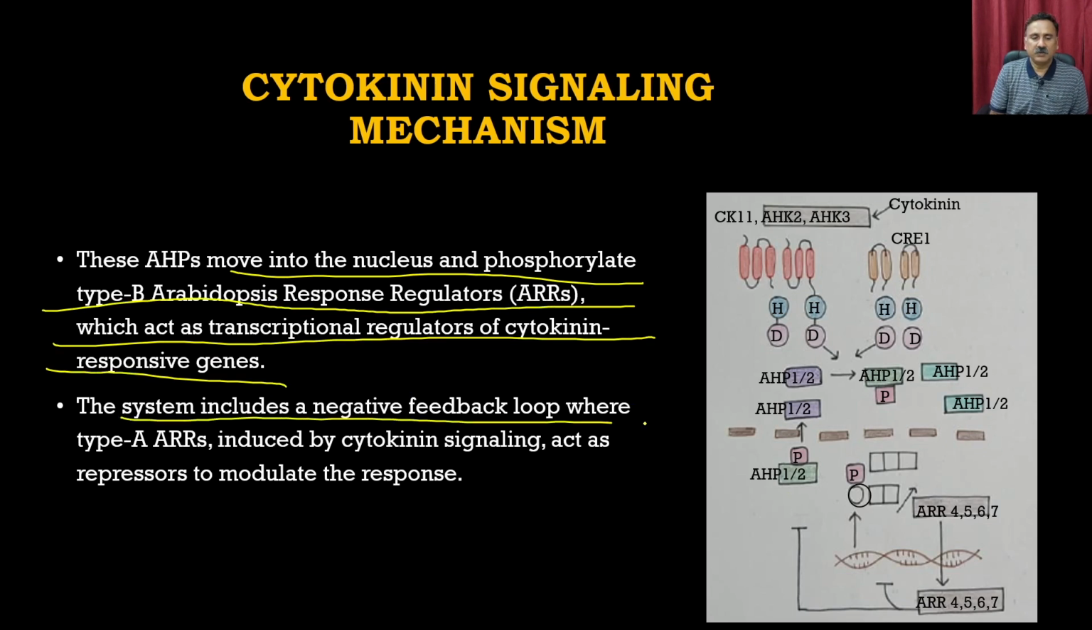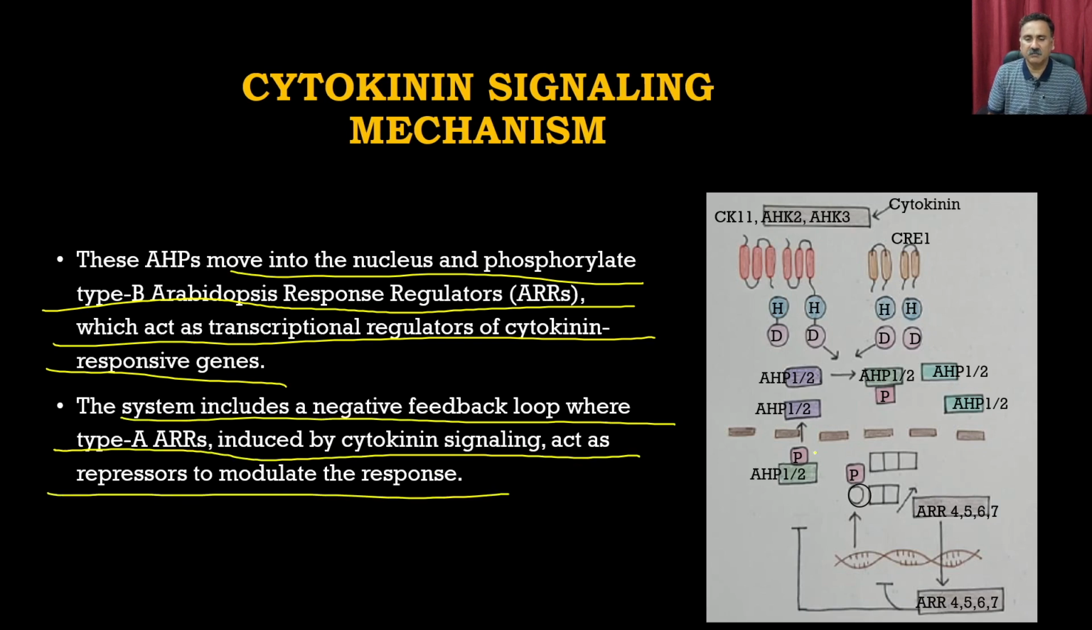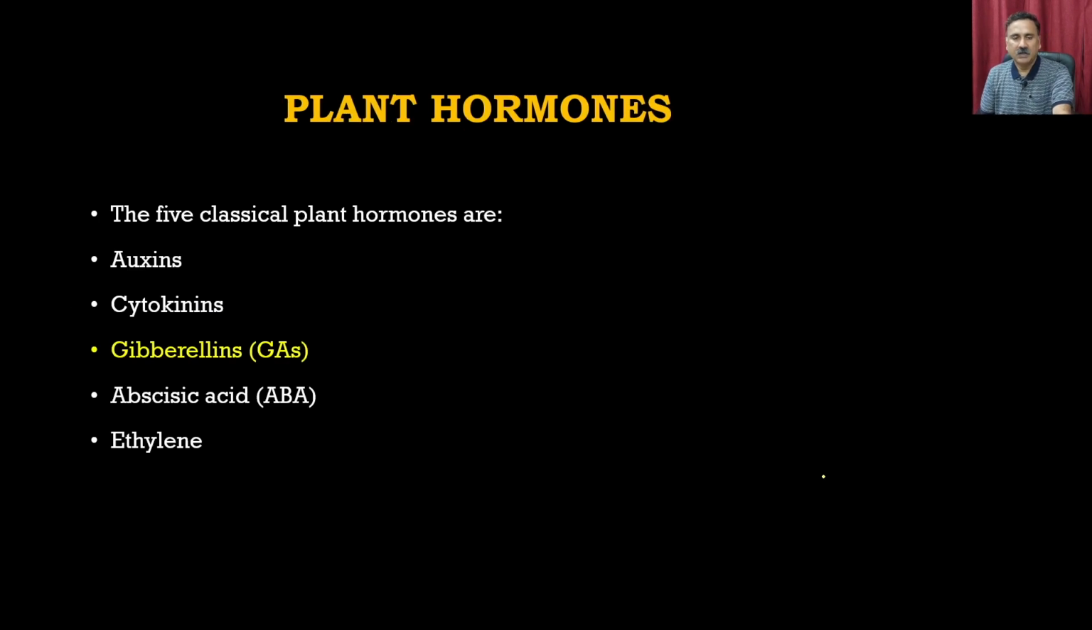This system includes a negative feedback loop where the ARR induced by cytokinin signaling acts as a repressor to modulate the responses. So there will be a feedback mechanism where the AHP is also going to initiate repressive activities, and that's how it is going to down-regulate the cytokinin signaling once the requirements are already completed. Then we talk about the third hormone, which is called gibberellic acid or gibberellins.